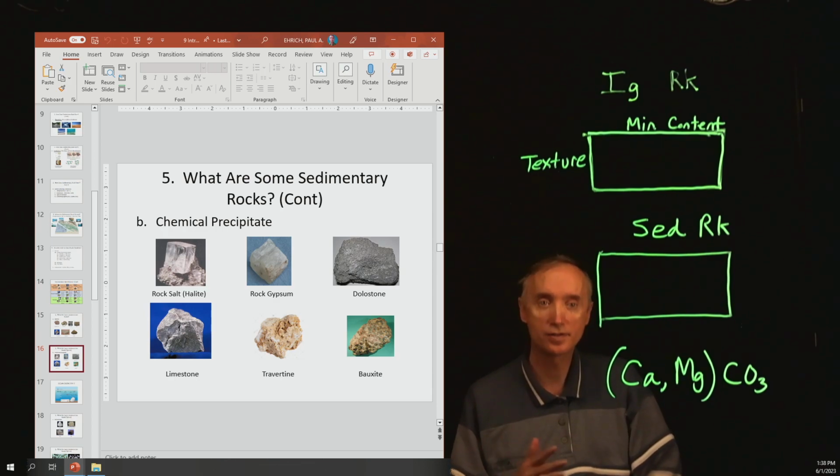And then bauxite. Now, bauxite actually is a rock, and it's composed of clay, in particular aluminum clays. And bauxite is an ore, and we can get that aluminum out of the bauxite.